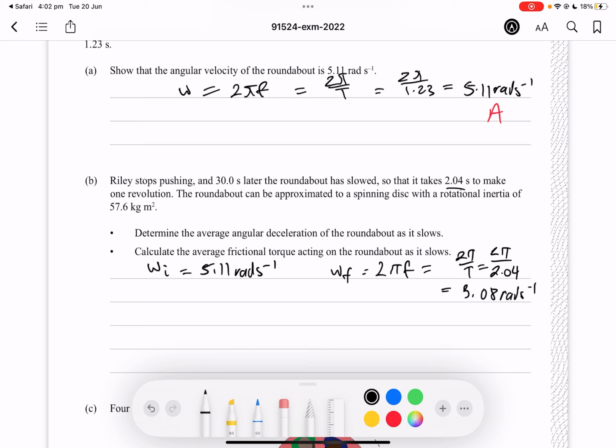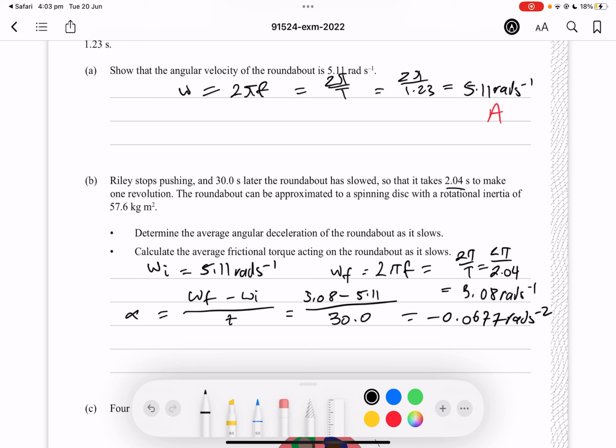The average angular deceleration will just be the final minus the initial over how long it took for that change to occur. So we have the final minus the initial over t. In this case, we have 3.08 minus 5.11 divided by 30 seconds. And that should give us an answer of negative 0.0677 radians per second squared. And that will be part 1 completed. So we determined the average angular deceleration.